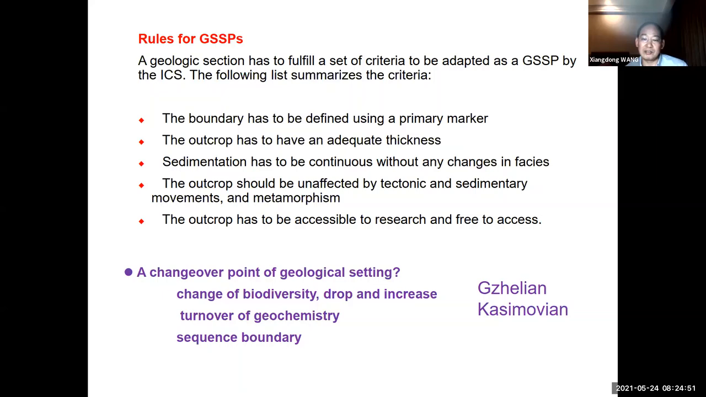But in Kasimovian and Gzhelian time, there is a changeover point of geological setting, including change of biodiversity, a drop during the Kasimovian time and an increase starting from Gzhelian time. And also it is a turnover of geochemistry, and mainly the base of Kasimovian is a sequence boundary in China and in other platforms, in other territories. And next slide, please.